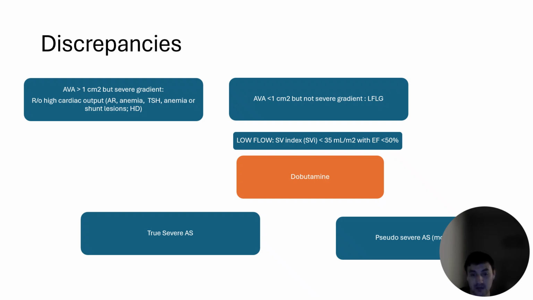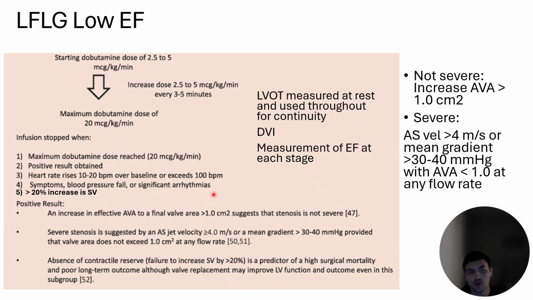It needs to be followed, yeah, but it doesn't need a replacement or other kind of intervention. Next: low flow, low gradient, low EF. Meaning you do an echocardiogram, the aortic valve area is less than 1, but the velocity is no more than 4 or the gradient is no more than 40. So what do you do? You do a dobutamine stress test.